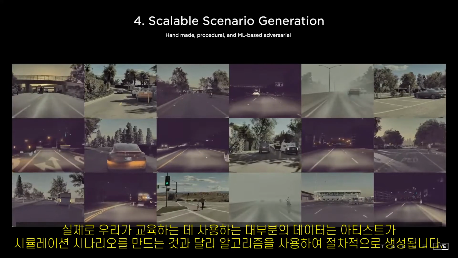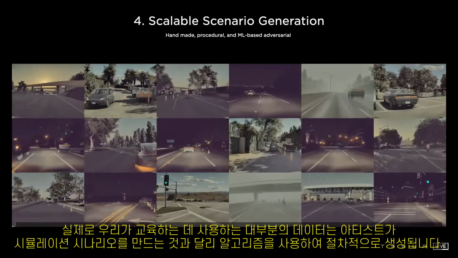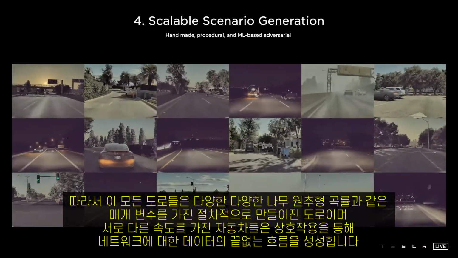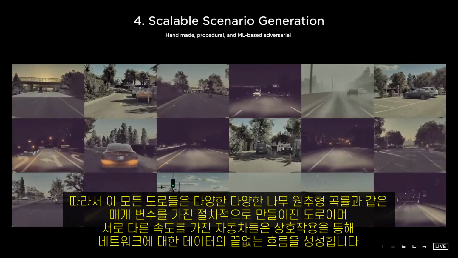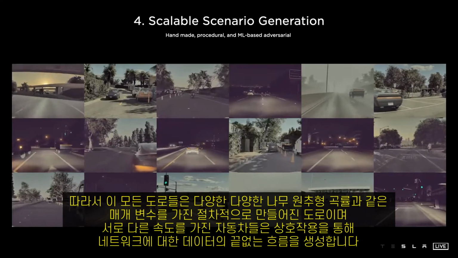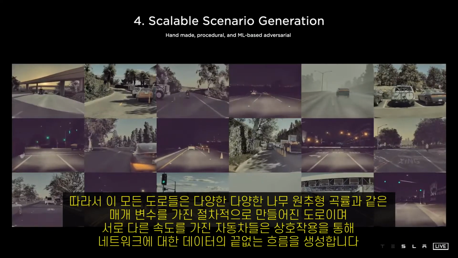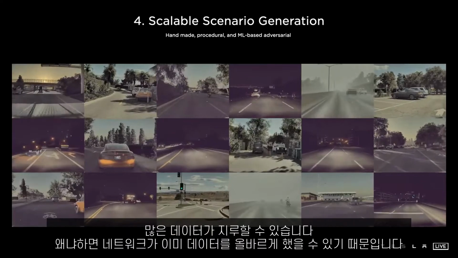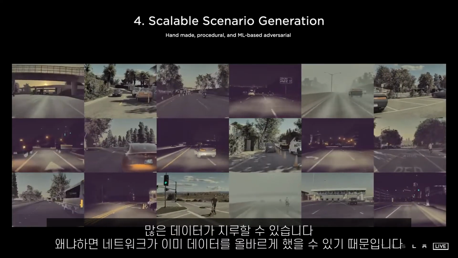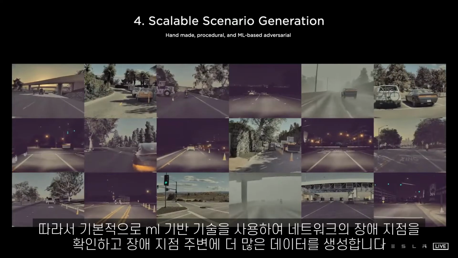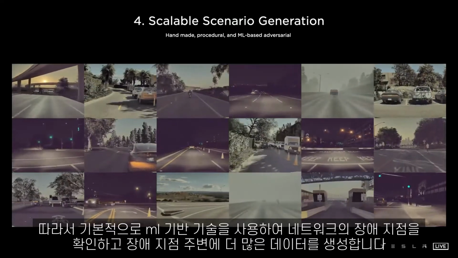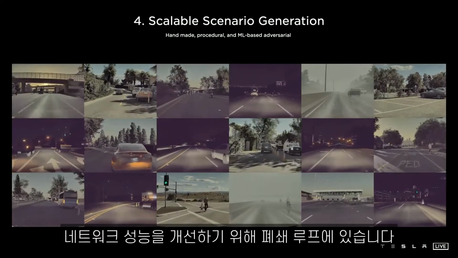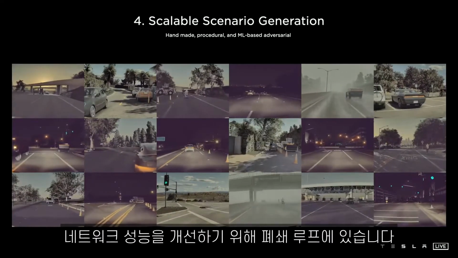Actually, most of the data that we use to train is created procedurally using algorithms as opposed to artists making these simulation scenarios. So these are all procedurally created roads with lots of parameters such as curvature, varying trees, cones, poles, cars with different velocities, and the interaction produces an endless stream of data for the network. But a lot of this data can be boring because the network may already get it correct. So we also use ML-based techniques to perturb the network to see where it's failing and create more data around the failure points of the network. So this is in closed loop trying to make the network performance better.